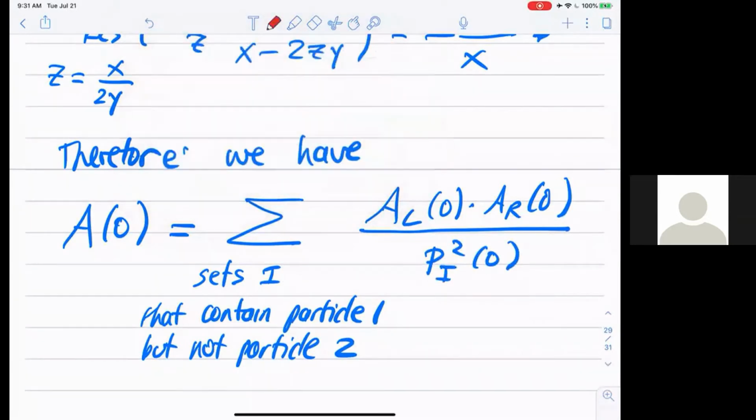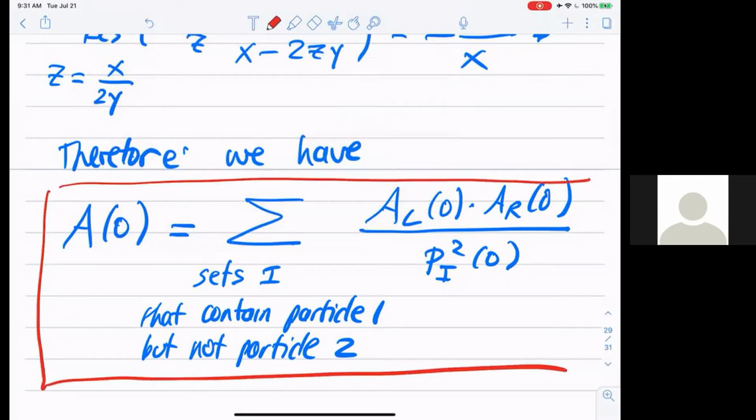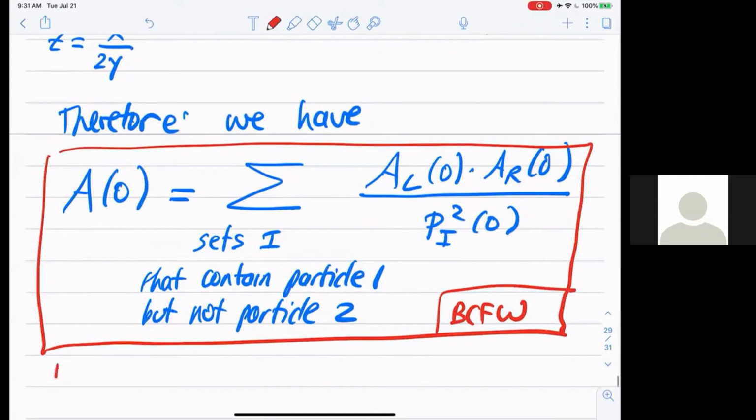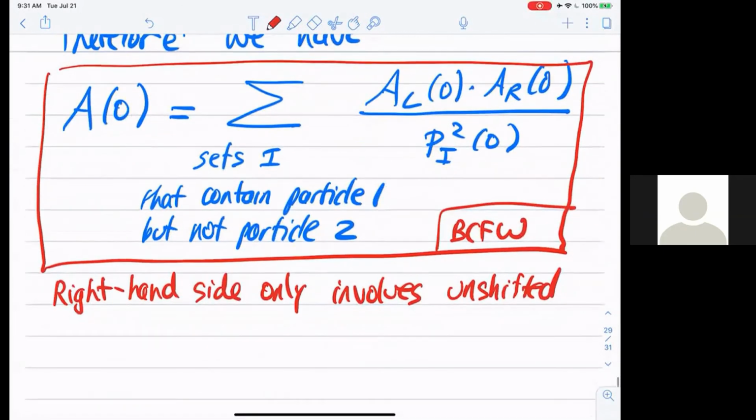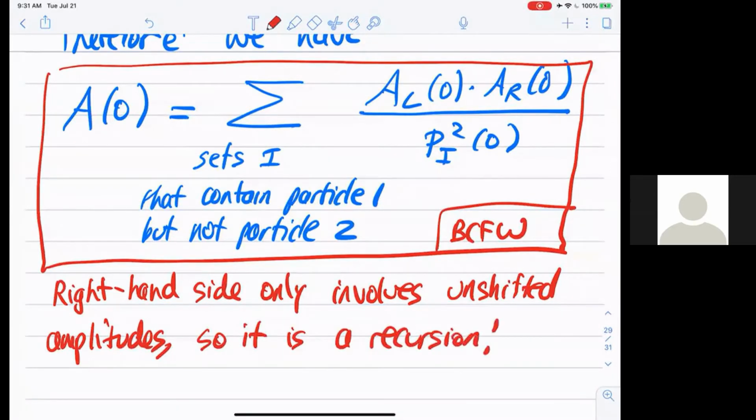Okay, now I'm done. This is the main formula. Now the crucial thing about this formula is the right-hand side only involves unshifted amplitudes. So it is a recursion, right? If you want to calculate the 18 particle amplitude, you can calculate it recursively by using amplitudes with smaller number of particles.